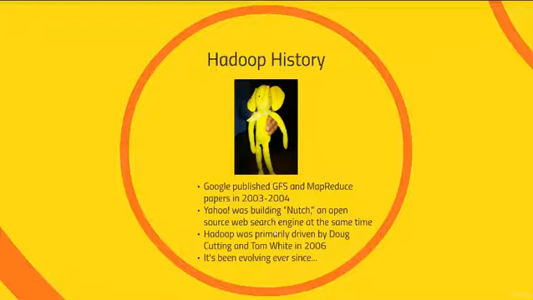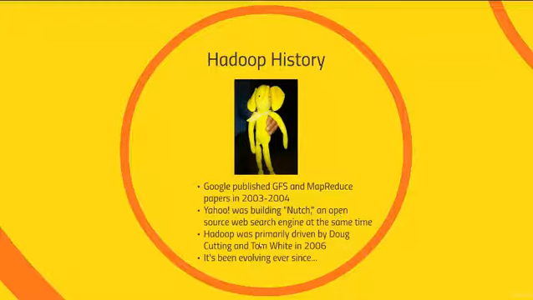They saw these papers published by Google and said, "Hey Google, thanks for telling us all your trade secrets. We'll take that from you. Thank you very much." And primarily a couple of guys, Doug Cutting and Tom White, in 2006 started putting Hadoop together. And of course they had a bigger team than that, but they're the guys who take the credit.